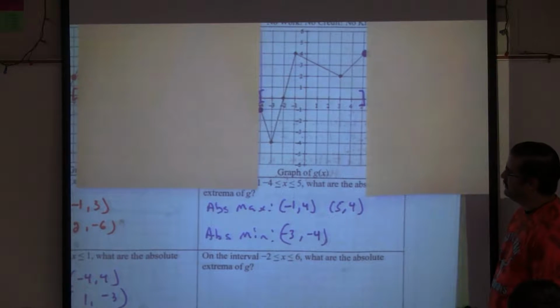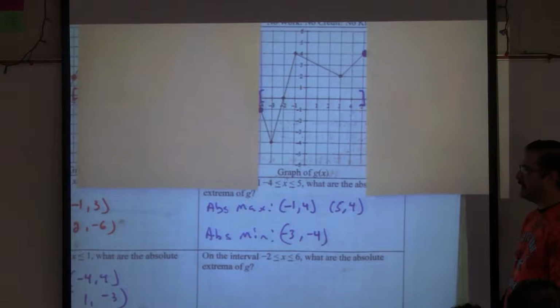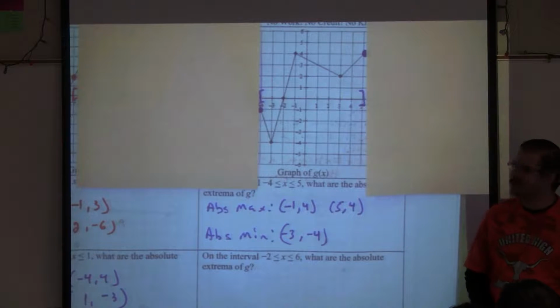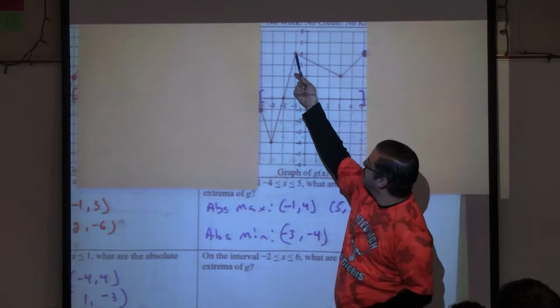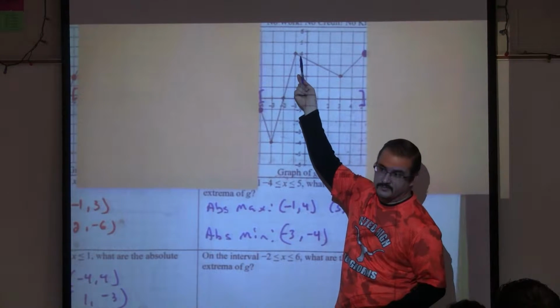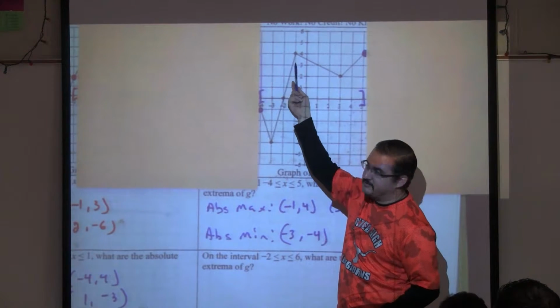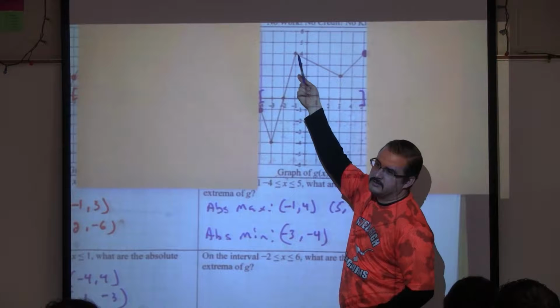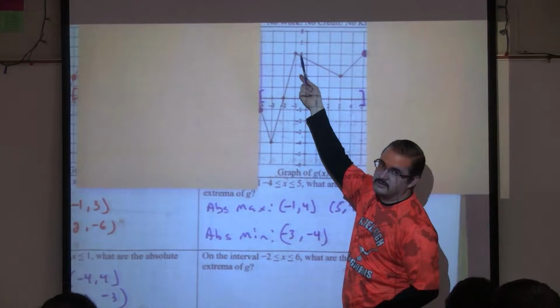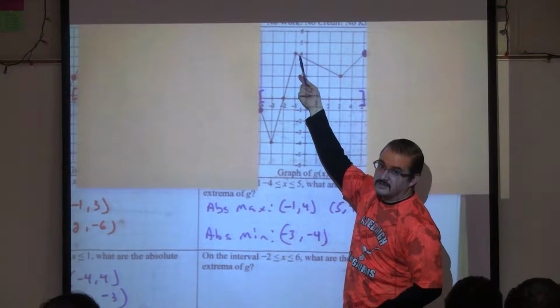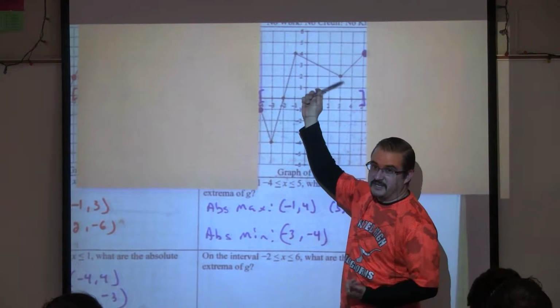Kindergarten stuff? Were either of those relative maximums or minimums? Which ones were relative maximums? Negative 1, 4? Why? Because the function changes from increasing to decreasing.